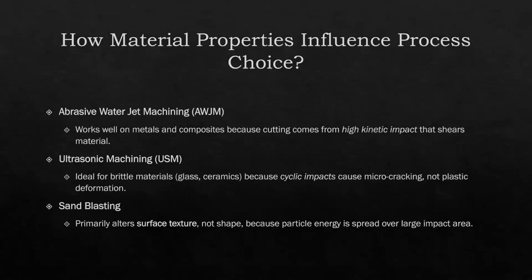Next, ultrasonic machining is ideal for brittle materials such as glass, ceramics, and carbides. Instead of shearing material, USM causes cyclic micro impacts that create small cracks. Brittle materials break very cleanly under this repeated loading, so this process produces precise features where other machining methods might cause cracking or thermal damage. Finally, sandblasting. This is a process that doesn't shape material so much as it modifies the surface texture. The particle energy is distributed across a broad contact area, so it's mainly used for cleaning, roughening, or preparing a surface rather than cutting it.